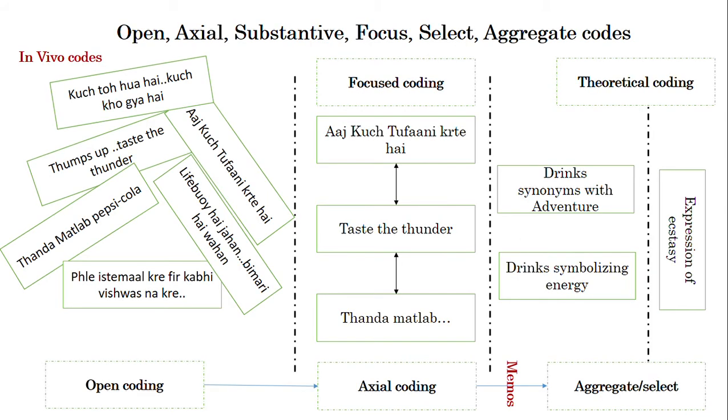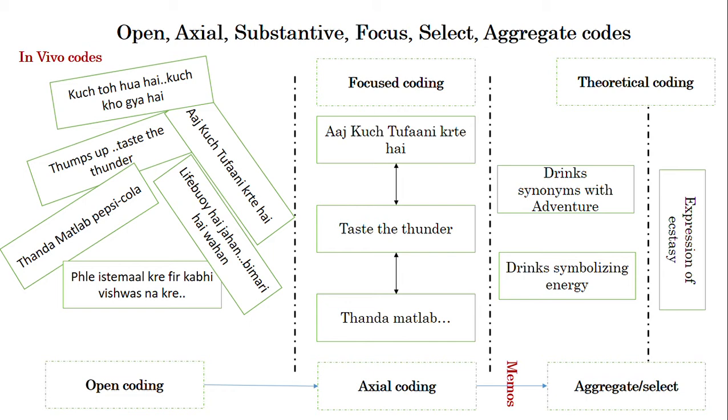Now, I have talked about variation in codings across different grounded theory variants or approaches. As I said, it's just a nomenclature that varies. Overall, the crux remains the same.